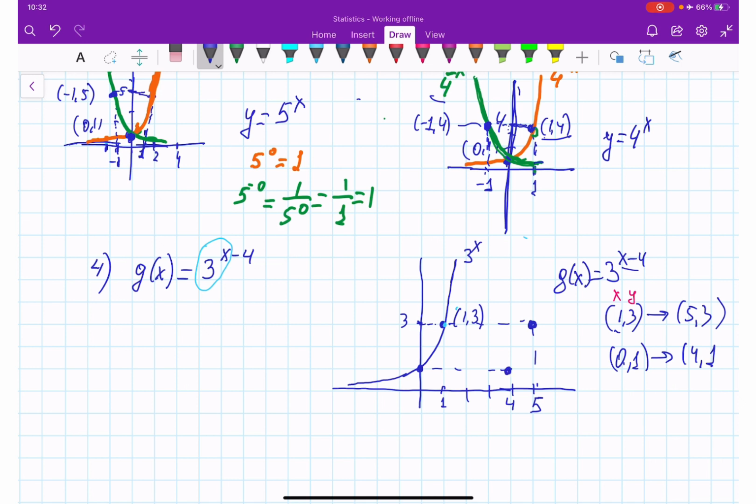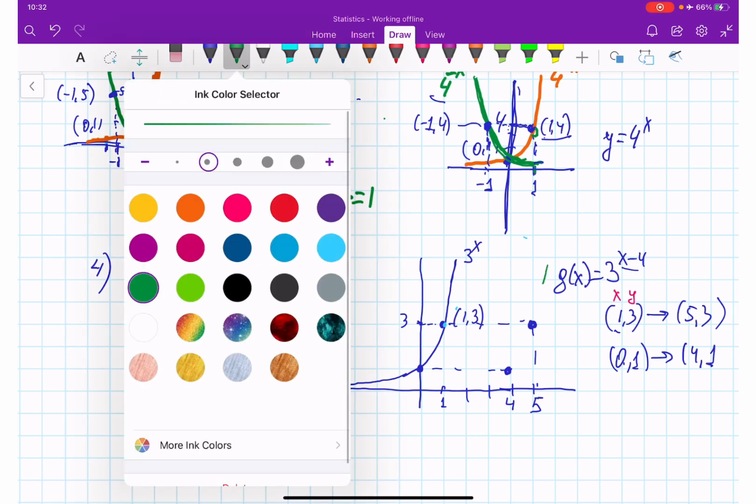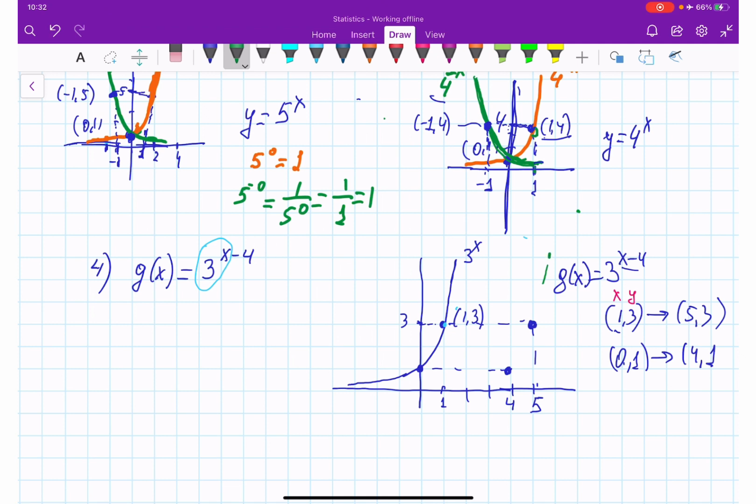So my graph is going to look like, I need a thicker one. It's going to run parallel, but it's going to be shifted like this. Okay, and this graph, let me paint in blue color. So g of x equals 3 to the power x minus 4.